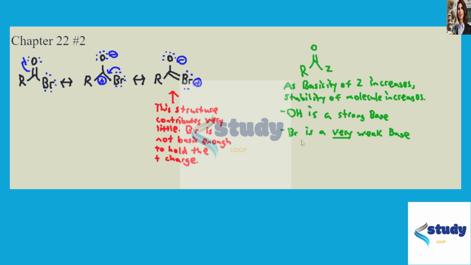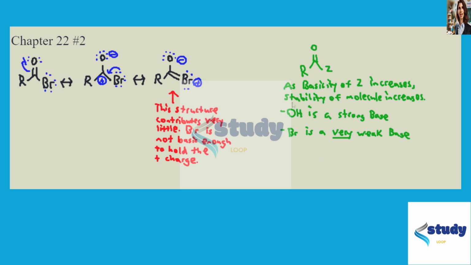As we've said, bromine is a very weak base, but OH is a very strong base. The text tells us that as the basicity of this Z group increases, the stability of the molecule increases. And so we expect the carboxylic acid, where Z equals OH, to be much more stable than the acid bromide, where Z equals Br, because OH is much more basic than Br.